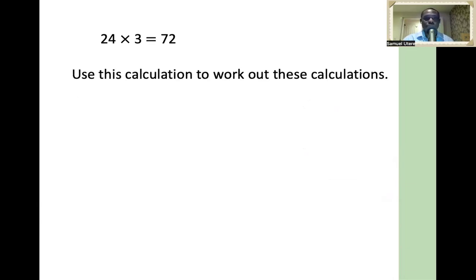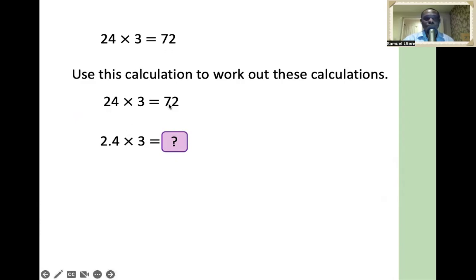But let's now look at this integer calculation. By now, you must remember how we do integer calculations. And the way we use this is we can use integer calculations to do decimal multiplication. So let's think about how we can answer this decimal multiplication by thinking about the answer to this.